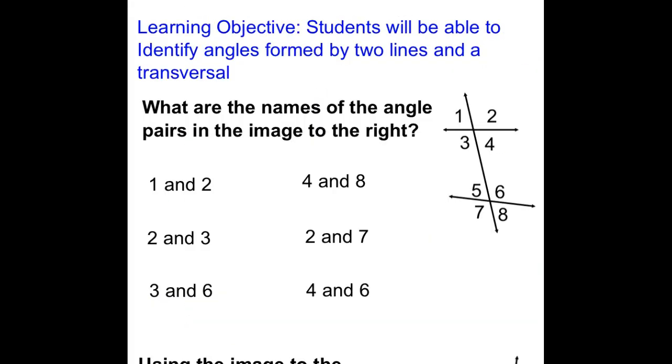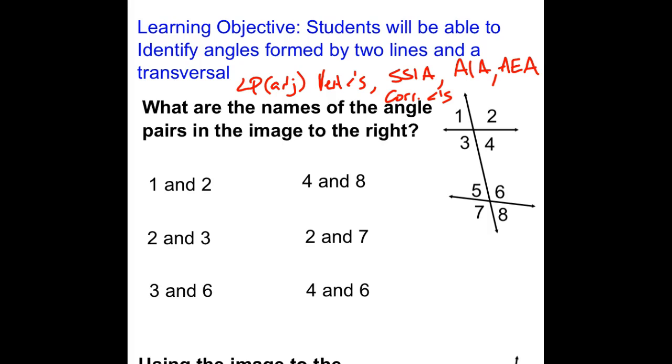So it says students will be able to identify angles formed by two lines and a transversal. This was the first thing. It says, what are the names of the angle pairs in the image to the right? There were several different angle relationships we talked about. There was linear pair or adjacent. There are vertical angles. There are same side interior angles. There are alternate interior angles. There are alternate exterior angles. And we also talked about corresponding angles.